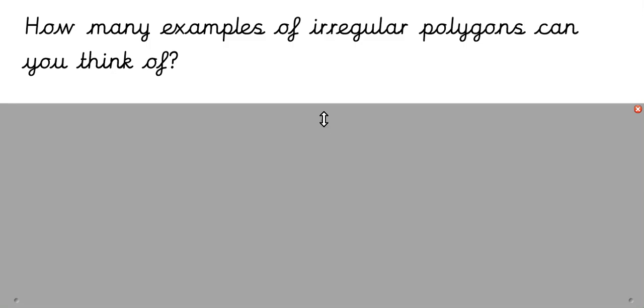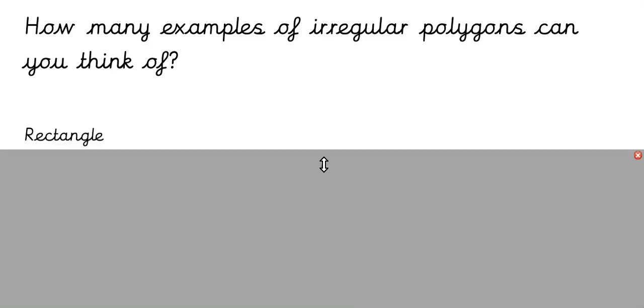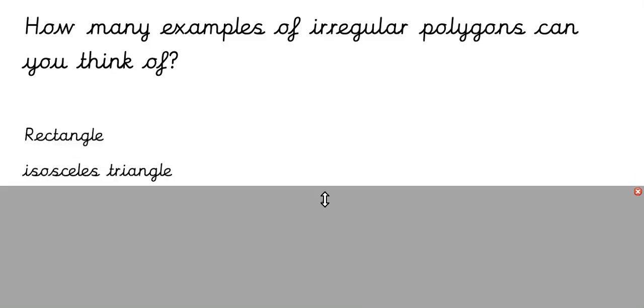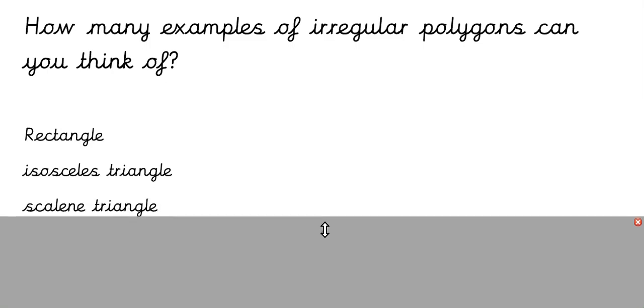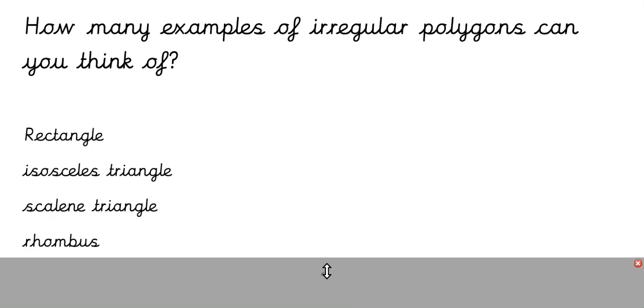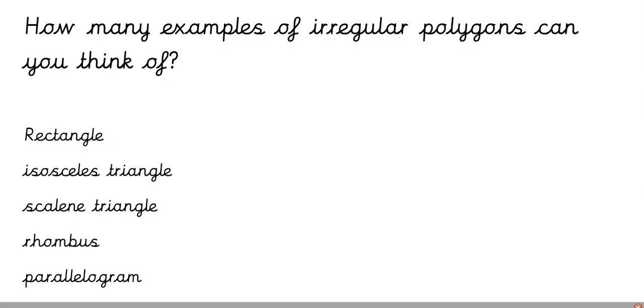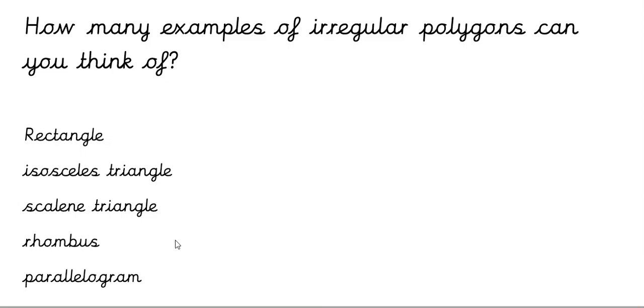Okay, let's have a look at what I've got. These are just a few that I thought of. So we've got a rectangle, an isosceles triangle, a scalene triangle, a rhombus, and a parallelogram. Remember a rhombus is like a square that's been tipped over, and a parallelogram is like a rectangle that's been tipped over. Okay, and these are irregular because even in a rhombus, the angles will be different. Well done if you thought of some of those. Well done if you thought of others that I didn't think of.